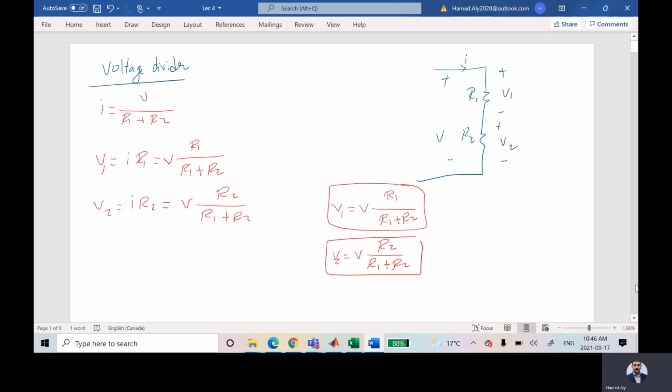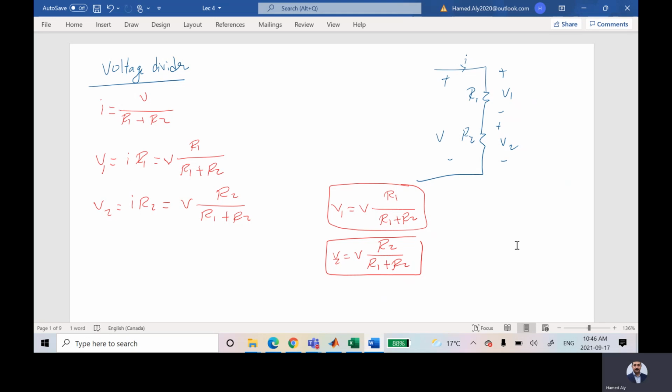By the way, the voltage divider can be applied to more than two resistors. It could be used for 3 resistors or 4. It is not similar to the current divider. For the current divider to use it for 3 branches, if you still remember, I simplified the 3 branches to B2, and then I found the currents, and then I repeated the same story.